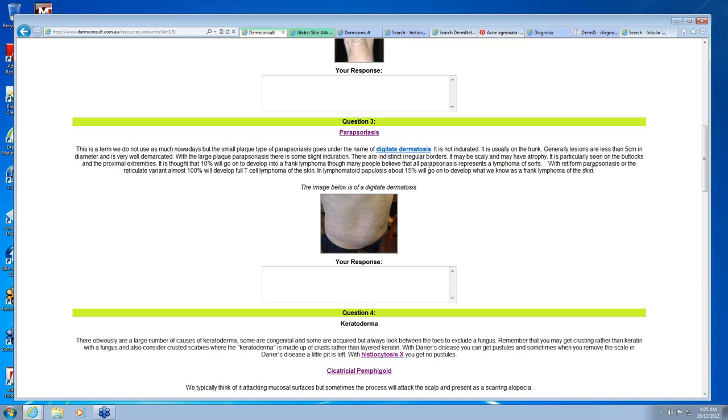There's a retiform parapsoriasis, a reticulate variant. We've said almost 100% of these will develop full T-cell lymphoma of the skin. And then there's lymphomatoid papulosis, which I don't have a picture of here, which looks totally different. About 15% of those patients will go on to develop a frank lymphoma of the skin. This is a CD30 positive tumor. Usually it's a papule, it may develop a bit of necrosis centrally, and then mysteriously it just resolves in a 3 to 4 week period. If there's a history of several of these coming up, then you can make that diagnosis.